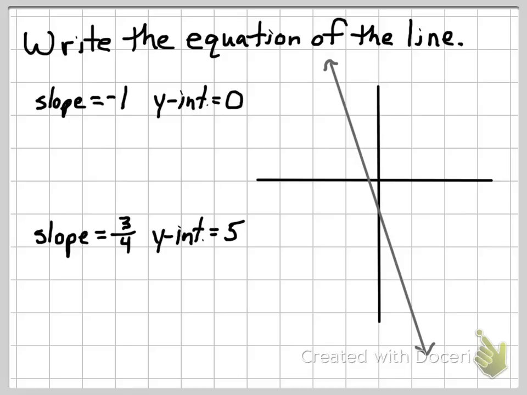So for the first one, you can see that the m is negative 1 and the b is 0 because that's what slope and y-intercept are. So now I'm filling it in my equation. So y equals negative 1x plus 0.